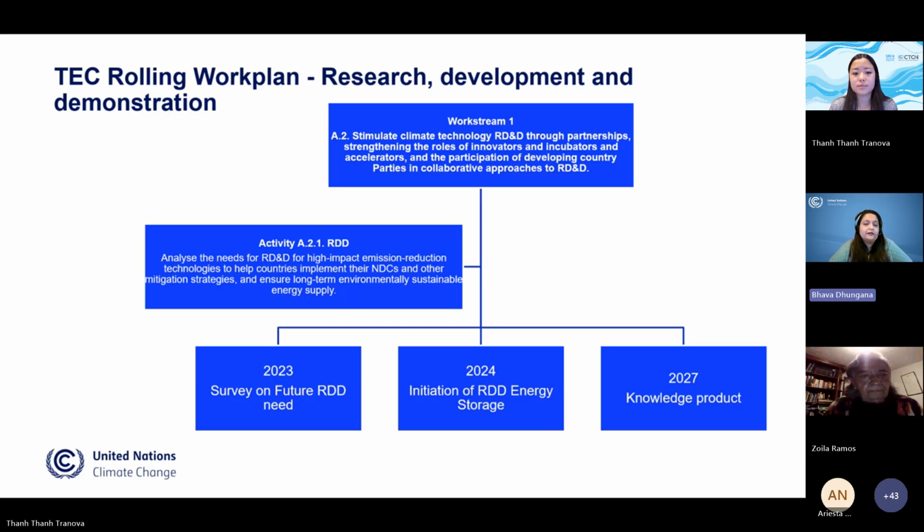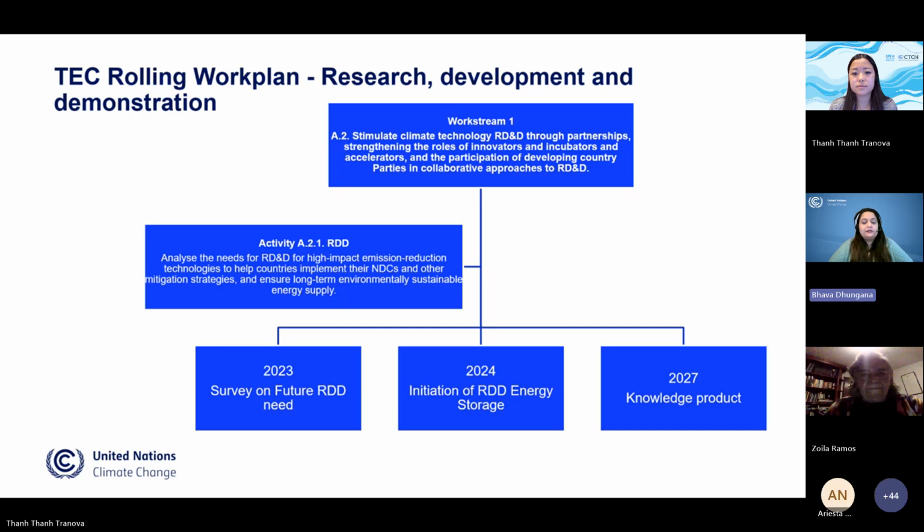So within this area on RD&D, the Technology Executive Committee has been looking at this work. It is part of their long-running, continuous area of work on this topic. And one of their activities has been to analyze the needs for RD&D for high impact emission reduction technologies to help countries implement their NDCs and other mitigation strategies and ensure long-term environmental sustainable energy supply.